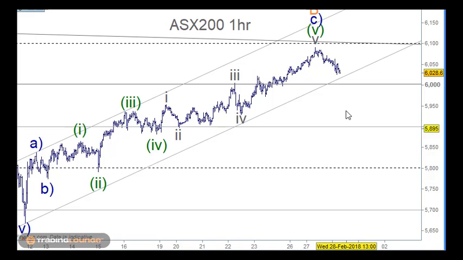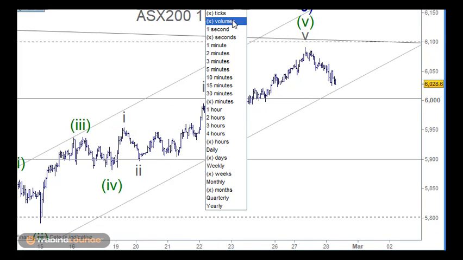So at this stage, this move down through here can be counted as a corrective ABC pullback, or it can be counted as an impulse just starting to the upside. I mean, even if you did short it through here, obviously the banks are going to be corrective. They showed weakness yesterday, of course, and that will carry through on the open, so it will drag this index down a bit.